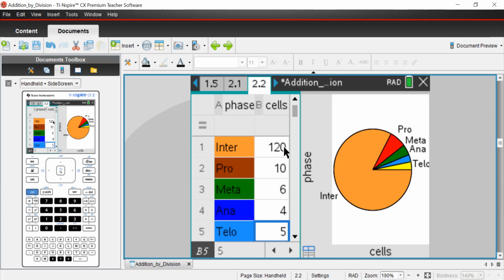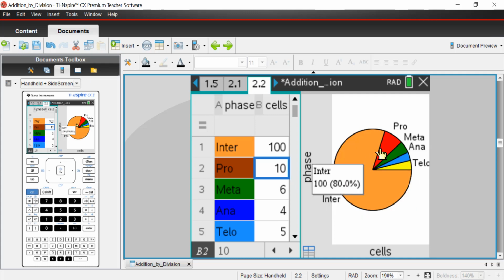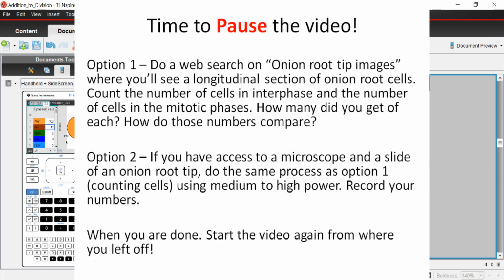So for example, if we had, I'm going to change that back to 100, 100 plus 10 is 110, plus 6 is 116, plus 4 is 120, plus 5 is 125. So what you would do is take 10 divided by 125, and that would be your percentage of cells in prophase. 6 divided by 125 would be your percentage of cells in metaphase, and so on. And then that way you can figure out how long each of these cells is spent in each of these phases. Okay? All right, so go ahead and get going on that, and then come back to the video and just restart it when you're ready.